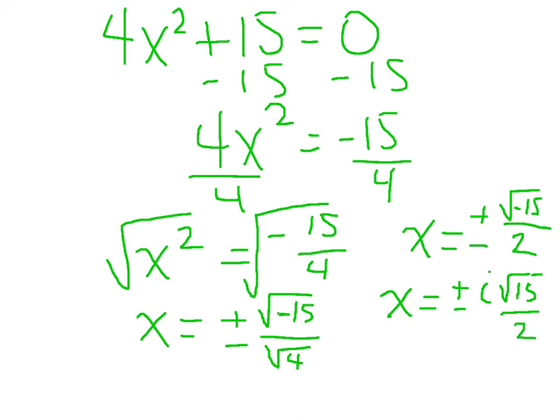divided by 2. So remember, if you have a negative underneath the square root symbol, that means you have an imaginary i, and when you pull out the i, the underneath part of the radical becomes positive. So our final two solutions here are x equals plus or minus i times the square root of 15 divided by 2.